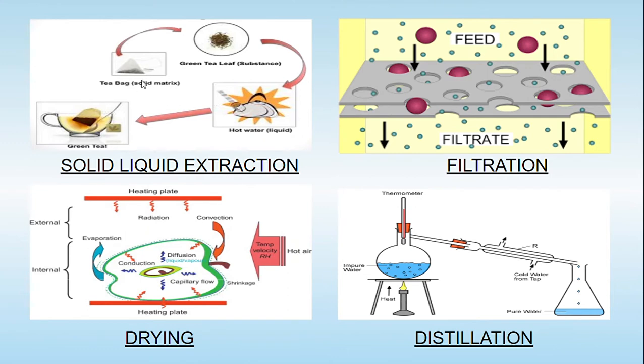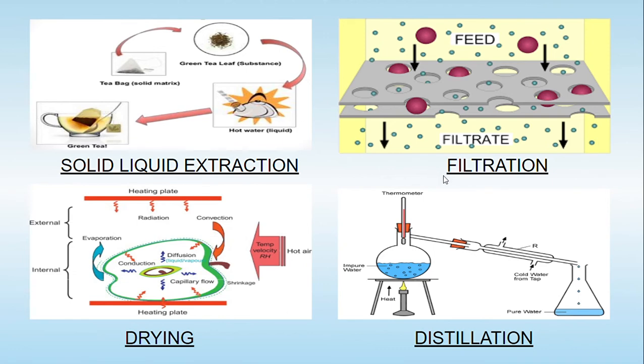As shown over here, let's say it is a simple preparation of green tea. Here the tea bag contains the solid matrix, and this green tea leaf is mixed with, or dipped into, the hot water, so that the components from the tea bag which are soluble in the hot water migrate and form the green tea, which is the best example of extraction.